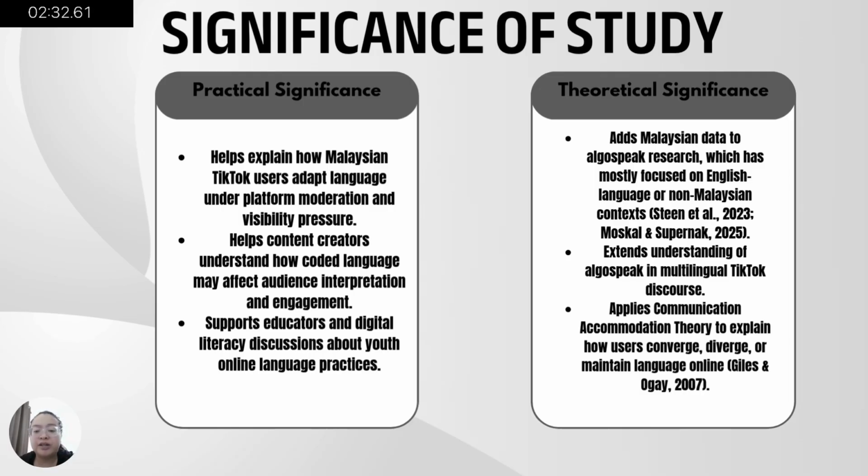This study has practical and theoretical significance. Practically, it helps explain how Malaysian TikTok users adapt language under platform moderation and visibility pressure. It may also help content creators and educators understand coded language in youth online communication. Theoretically, this study adds Malaysian data to AlgoSpeak research, which mostly focuses on English language or non-Malaysian contexts. It also applies CAT to explain how users converge, diverge, or maintain language online.